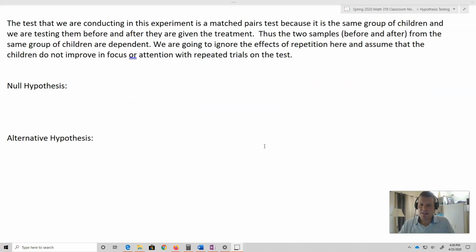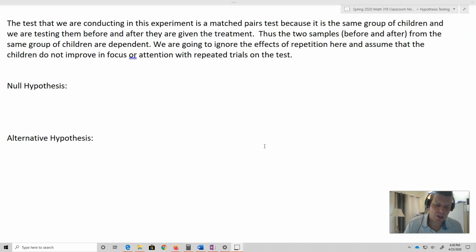The test that we're conducting in this experiment is a matched pairs test because it is the same group of children and we're testing them before and after they are given the treatment. Thus, the two samples, the before and after, are from the same group of children and are dependent. We're going to ignore the effects of repetition here and assume that the children do not improve in focus or attention with repeated trials on the test. All we want to see is whether or not before they have a lower focus and attention time than afterwards. Do they spend fewer seconds on attention before the treatment than they do after the treatment?